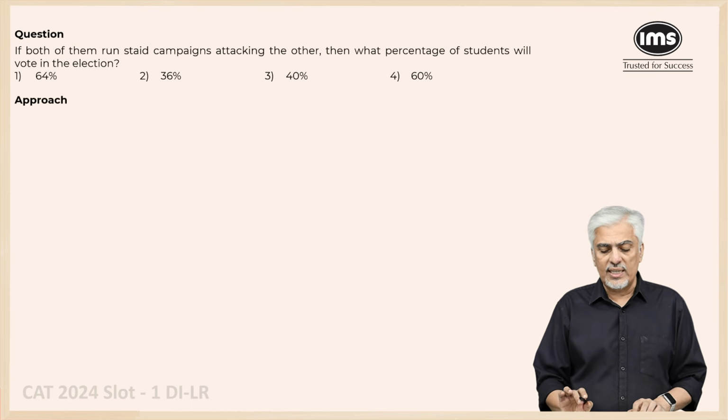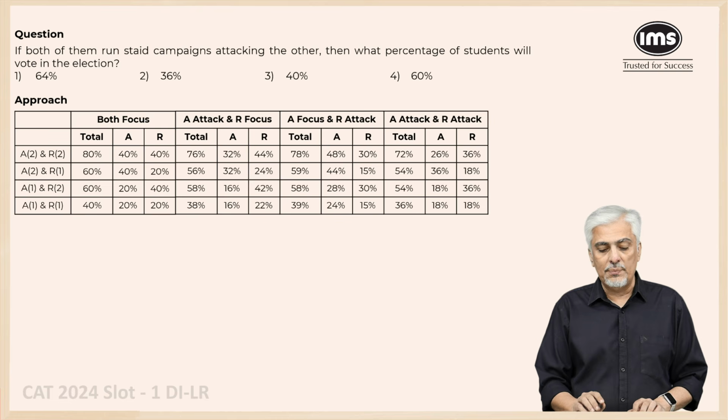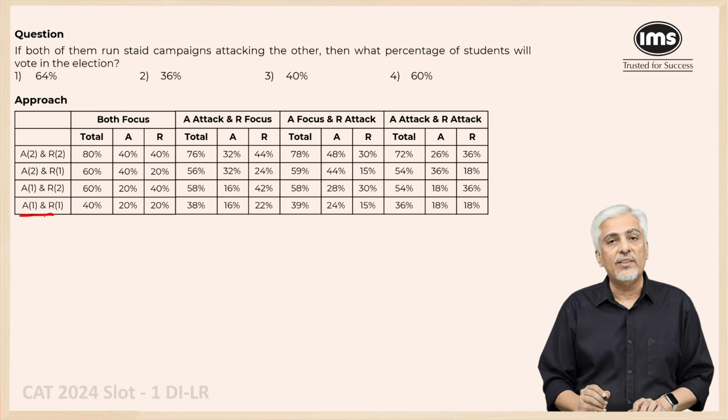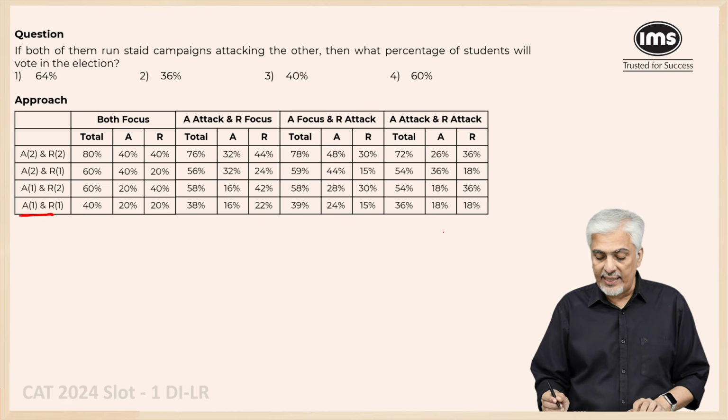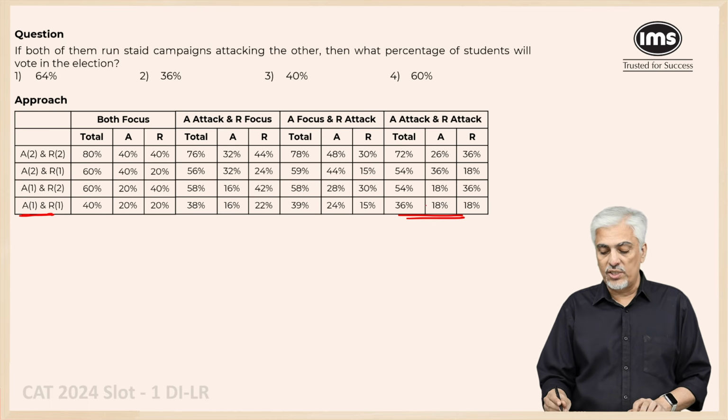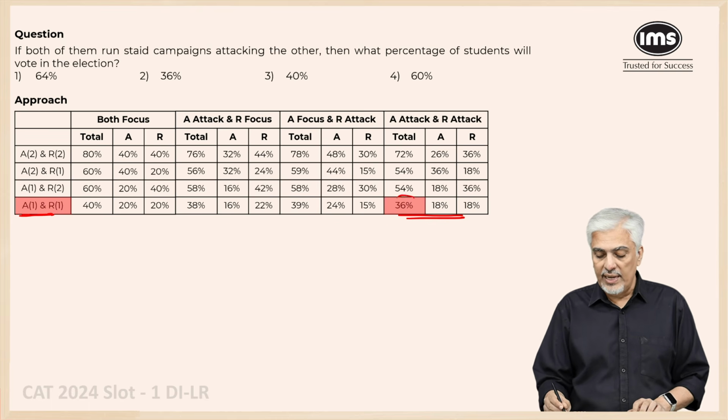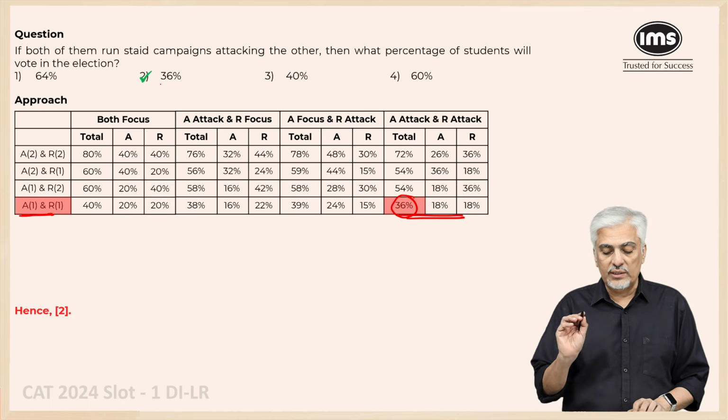This I had already more or less answered. Let's just go through it again. If both of them run steady campaigns, that is A1, R1, and both are attacking, that is this table, then what percentage of students will vote in the election? So 36% will vote in the election, and that is my answer for this question, which is the second option.